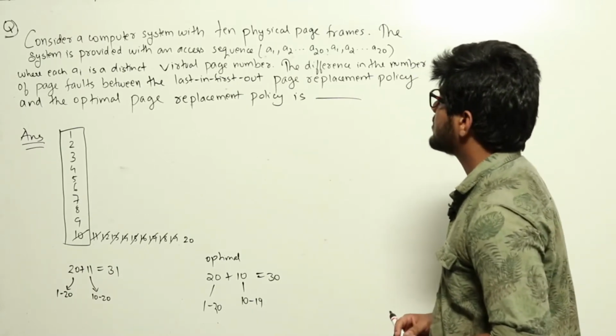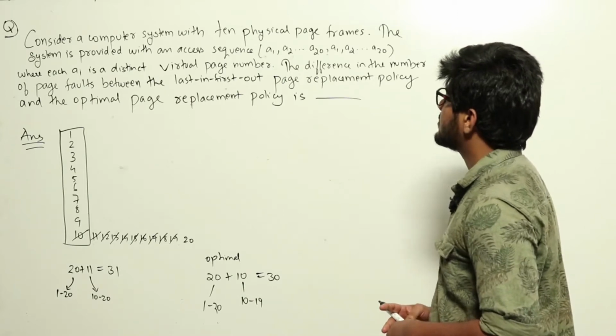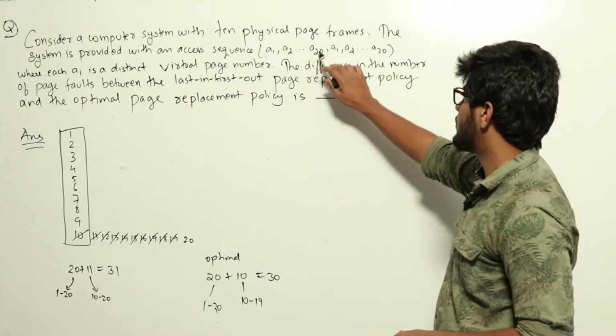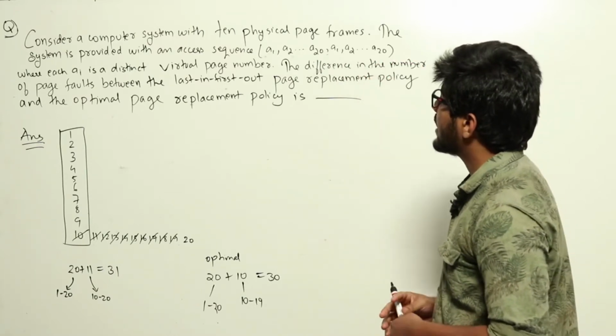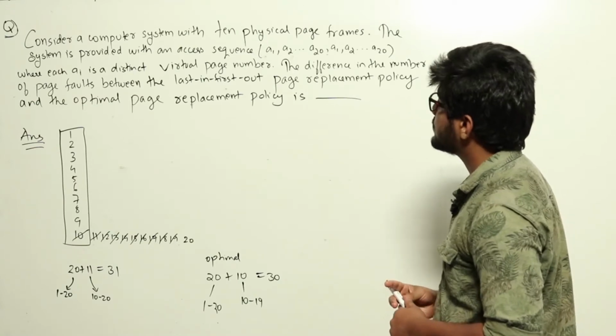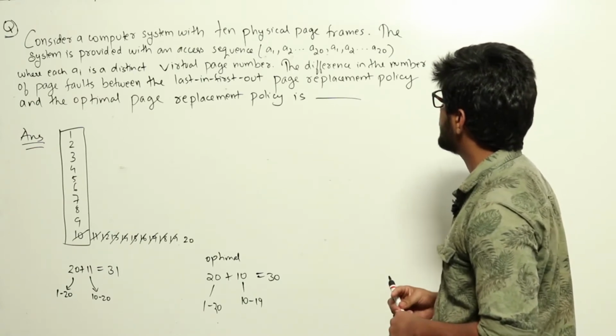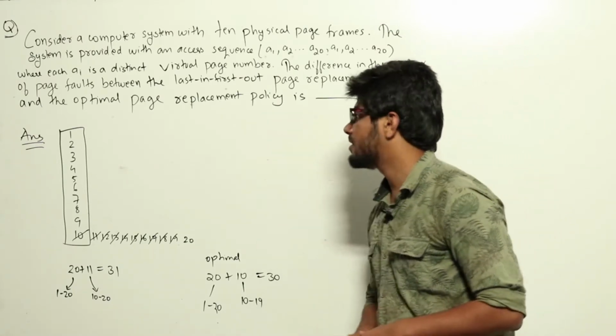Consider a computer system with 10 physical page frames. The system is provided with an access sequence A1, A2, etc., up to A20, then again A1, A2, etc., up to A20, where each Ai is a distinct virtual page number. The difference in the number of page faults between the last in first out page replacement policy and the optimal page replacement policy is dash.